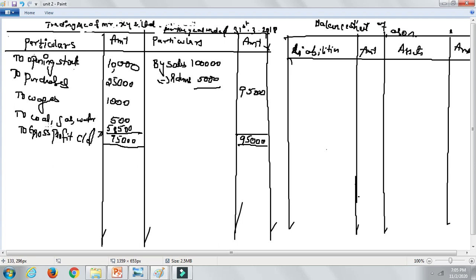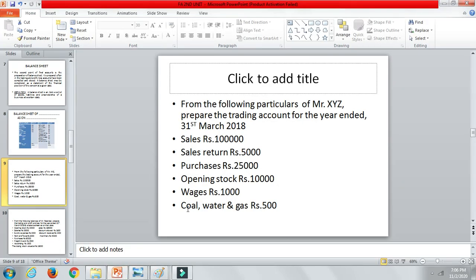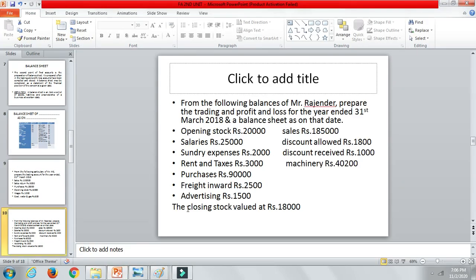I hope I made it clear to all of you. You are going to take incomes on the credit side and expenses on the debit side. Incomes are nothing but sales minus sales return; opening stock, purchases, wages, coal, gas and water, these all are the expenses. Income minus expenses: if incomes are more, and you deduct the expenses, you will remain with the gross profit. This will again be transferred to the profit and loss account. We were not asked to prepare the profit and loss account, so we need not. So let's move on to the next problem now.